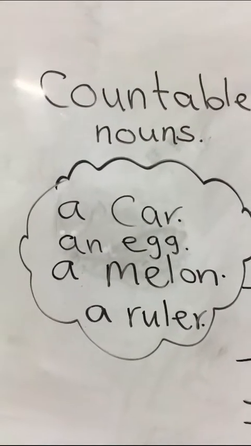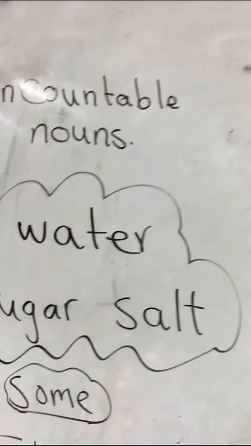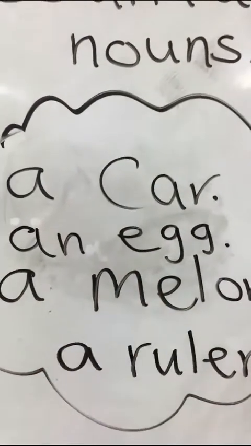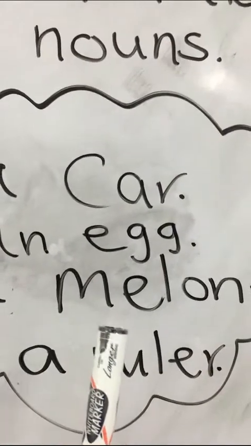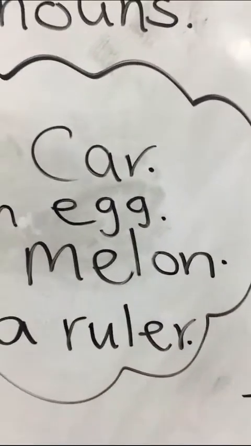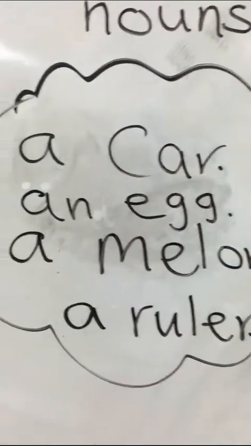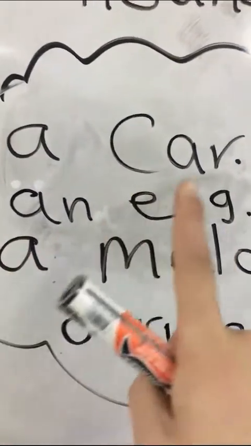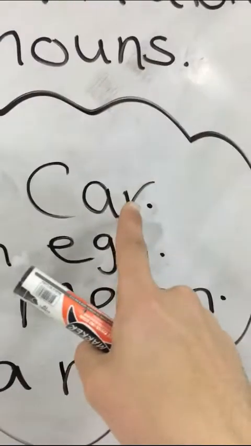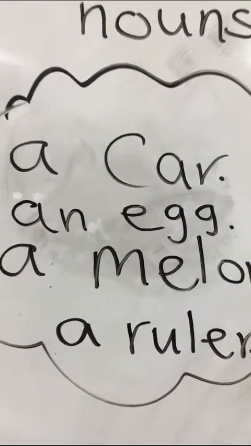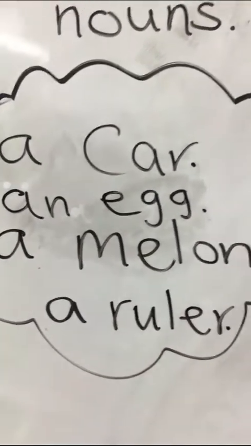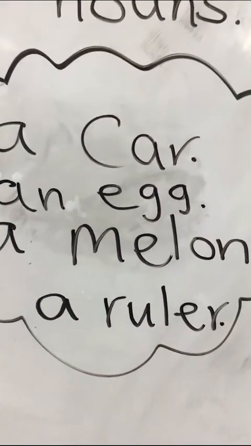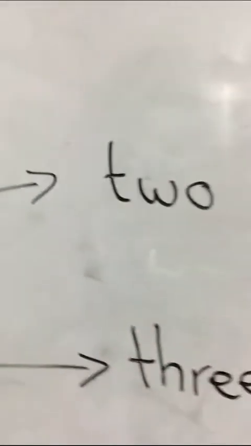Now let's see how countable nouns are different from uncountable nouns. Let's read together. A car, an egg, a melon, a ruler. Can we count these nouns? Yes, we can. If we say two cars, can we say two cars? Yes, we can. Can we say two eggs? Yes, we can. Can we say four rulers? Yes, we can.